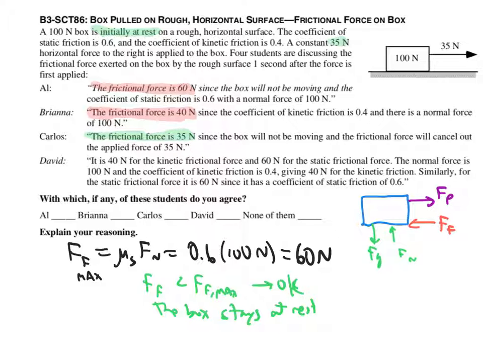And then David says it is 40 newtons for the kinetic frictional force and 60 for the static. And what we get here is that he is correct for the kinetic frictional force, although it's not sliding, so there isn't a kinetic frictional force. But he's incorrect for this because, again, 60 newtons is the maximum value. It can be anywhere between 0 and 60. So we find that ultimately the only one who's really correct the whole way is Carlos.